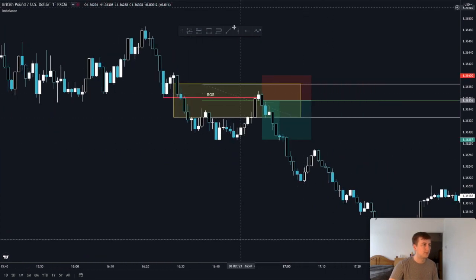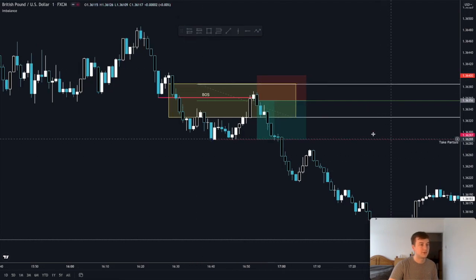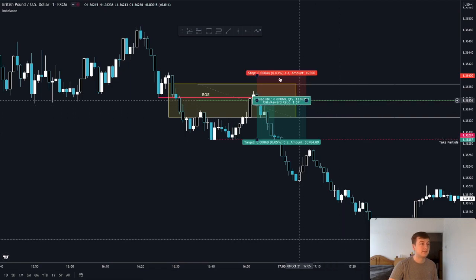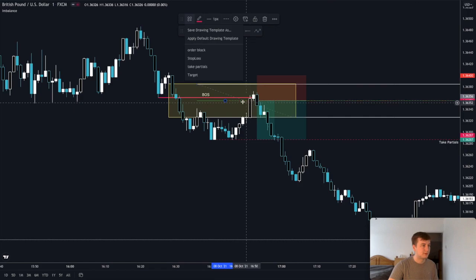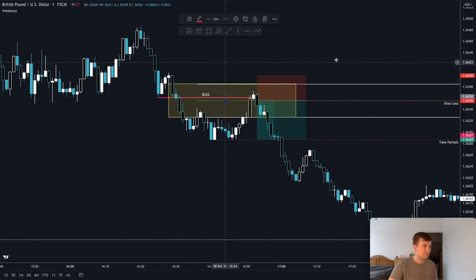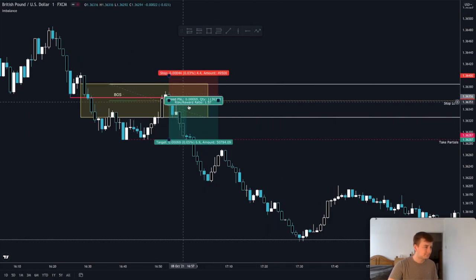This is where you would take your profits, or take partials, so close 50% of your trade, and then set your trade to break even. The reason for this is there's already a winning trade. So bang, now we're at break even. Use my stop loss line there, and the risk to reward ratio is 1.57.